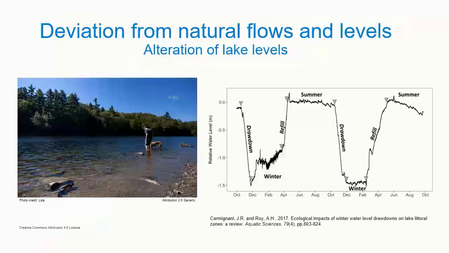Here's an example of seasonal alteration or regulation of lake water levels in Goose Pond, Massachusetts in the USA. Note that the lake's water level is drawn down by 1 to 1.5 meters each winter and then refilled over the spring and summer. Reasons for regulating lake levels include hydropower, flood control, and in this case, likely protecting piers and other lakeside infrastructure from damage due to winter ice. But artificial changes in lake levels like this impact lake ecosystems and especially littoral zones.